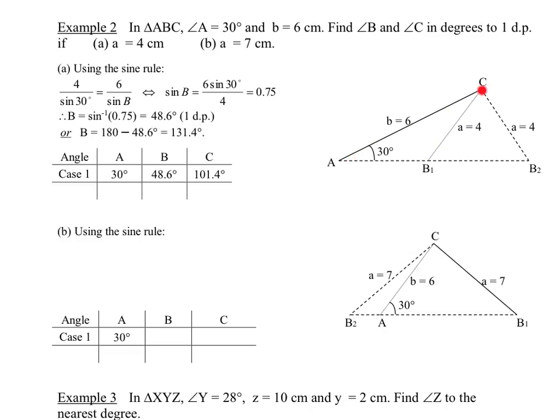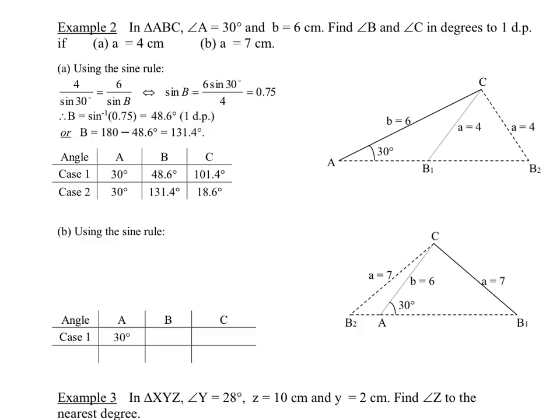So this triangle ABC would be the second case. In that second possibility, your angle A is still 30 degrees, but this time B isn't 48.6, it's that other possibility, 131.4. So it's going to be 131.4 for B, and C is going to be 18.6, to subtract those two from 180. Okay, so that worked quite nicely. We got two different possible triangles there.